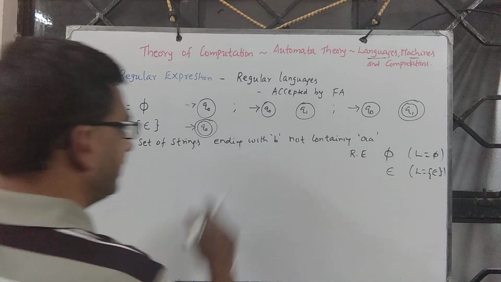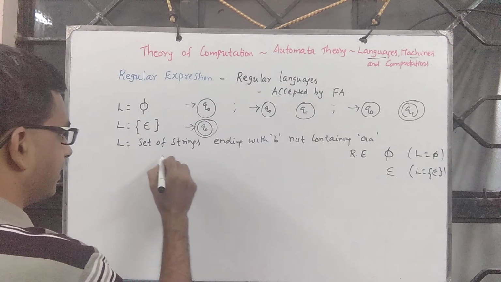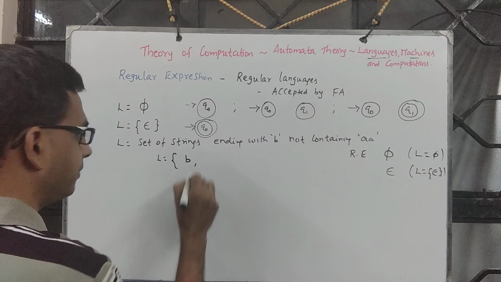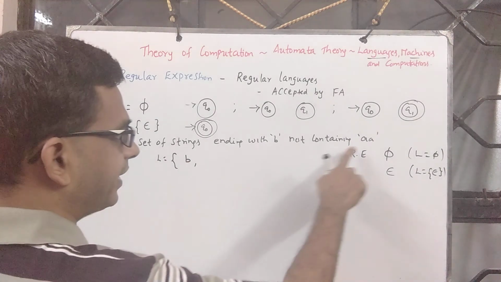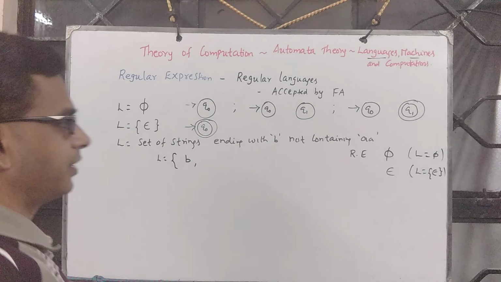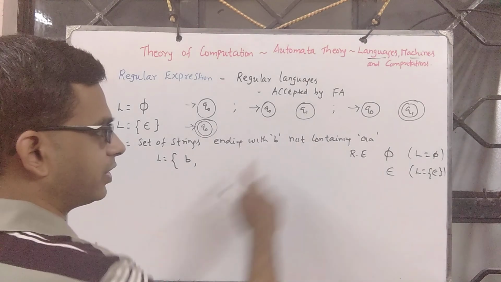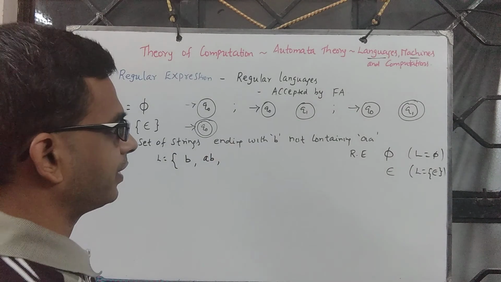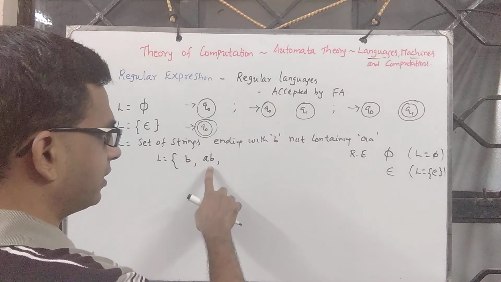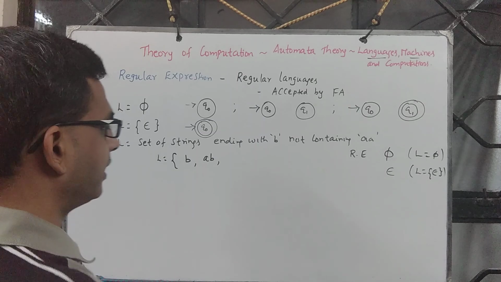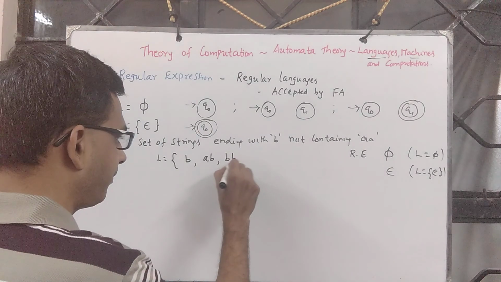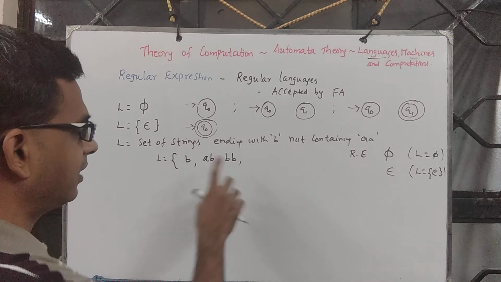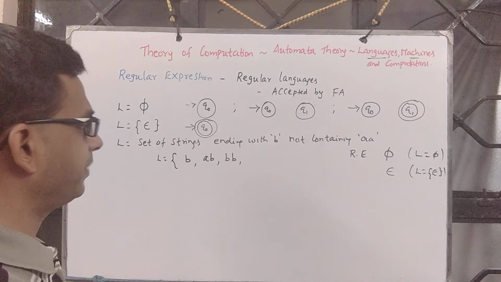Let's look at this set. It says set of strings ending with B, so just B is allowed, and not containing AA, which means just A is not allowed, AB is allowed, AA is not allowed, BA is not allowed, and BB is allowed. So as far as length-two strings are concerned, the possibilities are AB and BB.